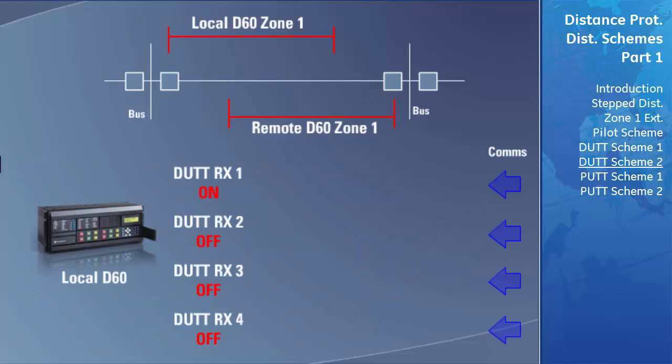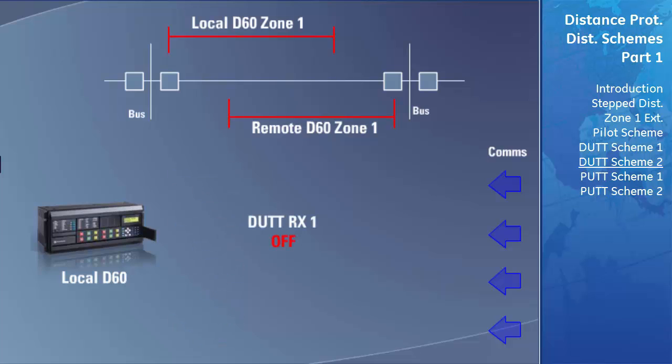The local relay must also be programmed correctly to receive these transfer trip messages. The DUTT scheme also has 4 flags available that indicate a trip message has been received from the remote relay. These 4 flags, or keys, are the DUTT RX1, DUTT RX2, DUTT RX3, and DUTT RX4, with the RX standing for receive bit. Just like the transmit bit, the local relay needs to be configured to match the number of bits of data that are being sent by the remote relay.